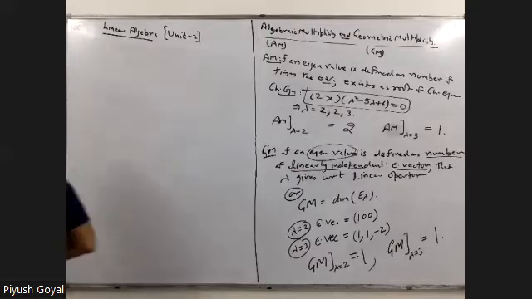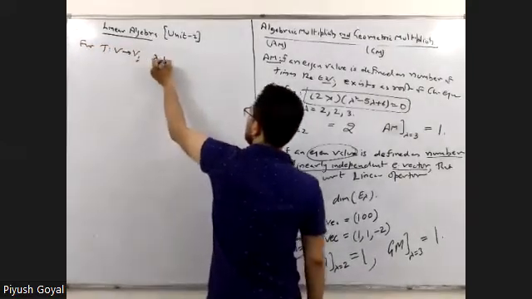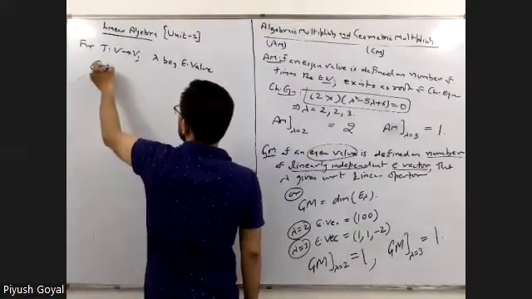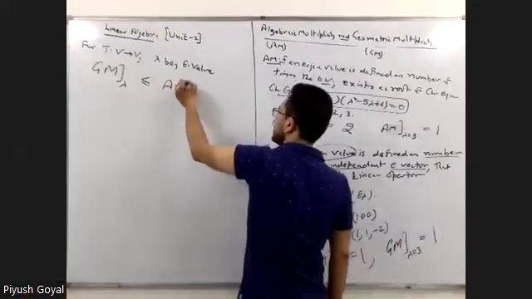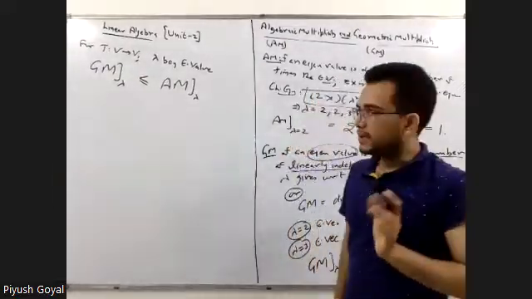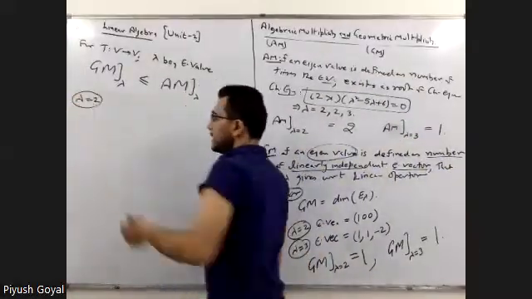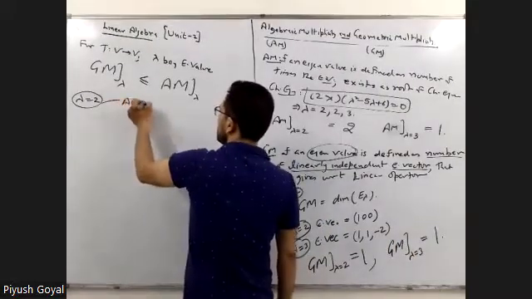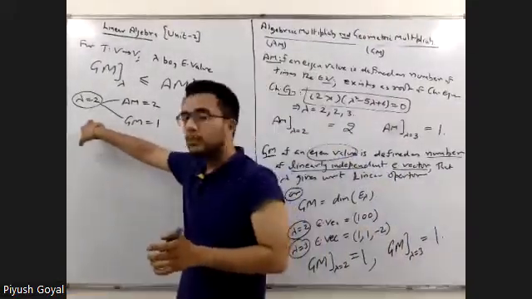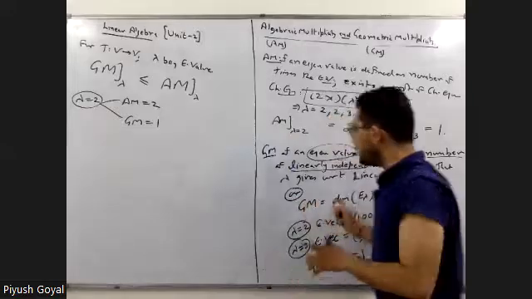So we have a result. The result says that for T from V to V, with lambda being an eigenvalue, GM of lambda will always be less than or equal to AM of lambda. Geometric multiplicity will always be less than or equal to algebraic multiplicity. For the numerical that we did, lambda is equal to 2 is an eigenvalue. Its algebraic multiplicity is 2, and its geometric multiplicity is 1. This means that lambda is equal to 2 occurs as the root of the characteristic equation twice, but it gives only one linearly independent eigenvector.